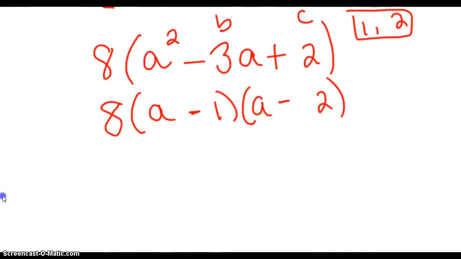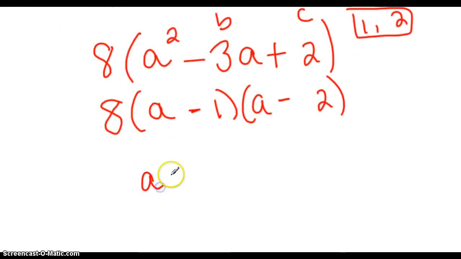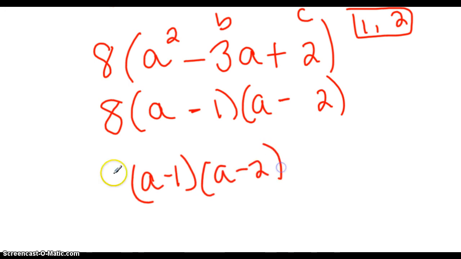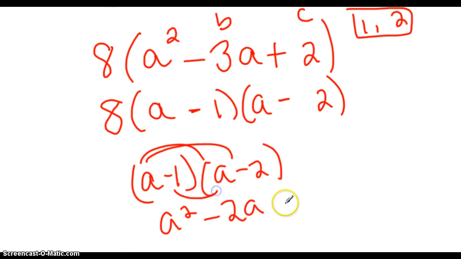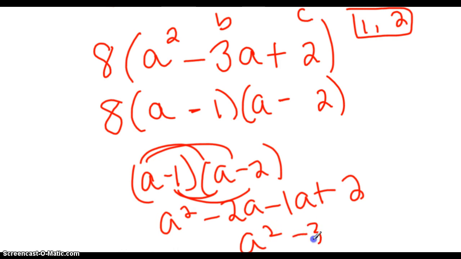And if you wanted to, guys, you could always check yourself so that a minus 1 and a minus 2, when I say you're FOILing, a times a is a squared, a times this is minus 2a, in here is minus 1a, here is plus 2. So as long as this comes back to your trinomial, then you're good to go. So you can self-check yourself on these problems.